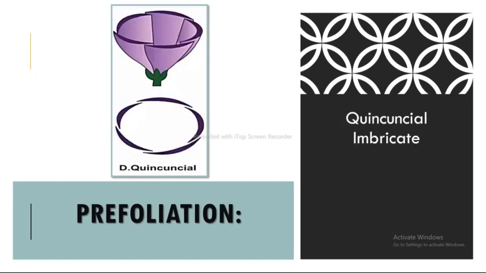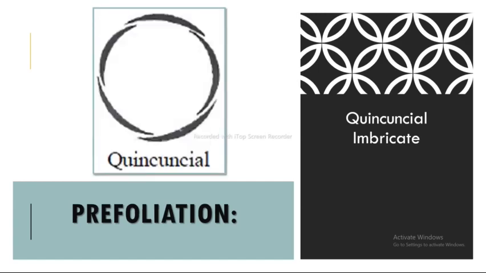So the next type is the quincuncial imbricate vernation. So in this kind of the vernation, the whorls are spirally arranged. 3 petals are external, which shadow the 2 petals on the inside. For example, in the guava, as shown in the figure. So again, this is the quincuncial imbricate vernation.